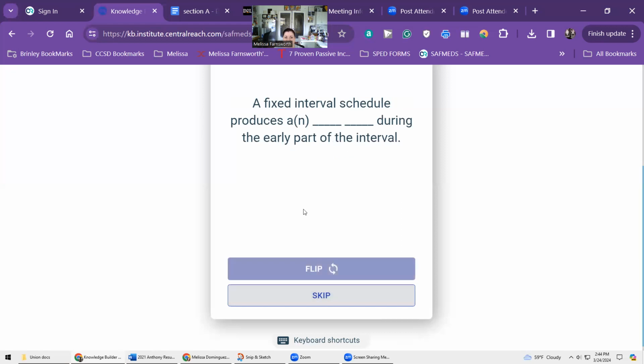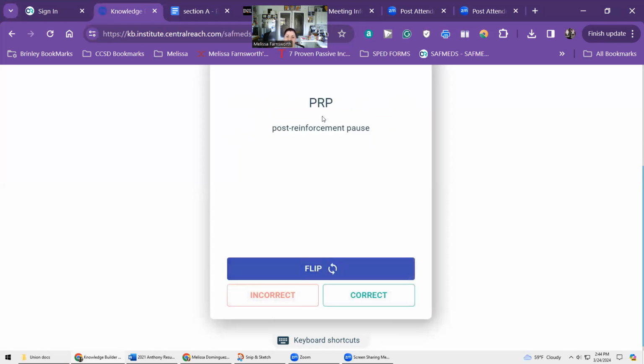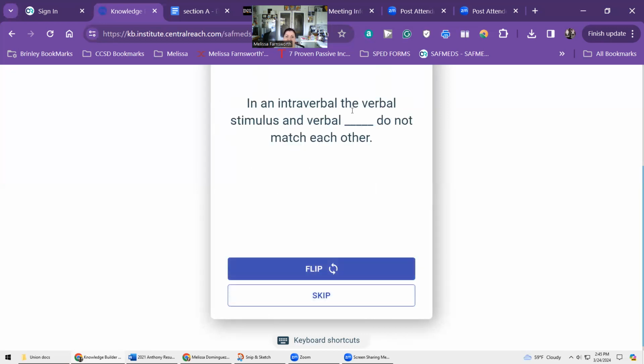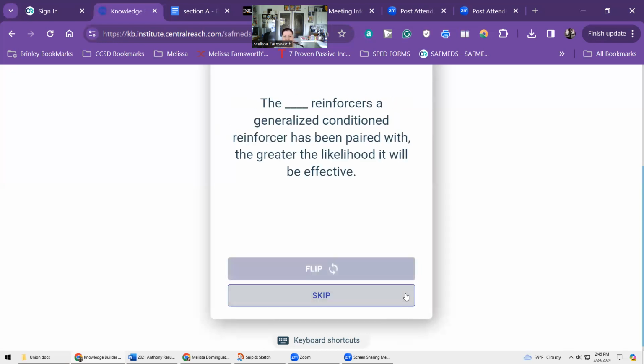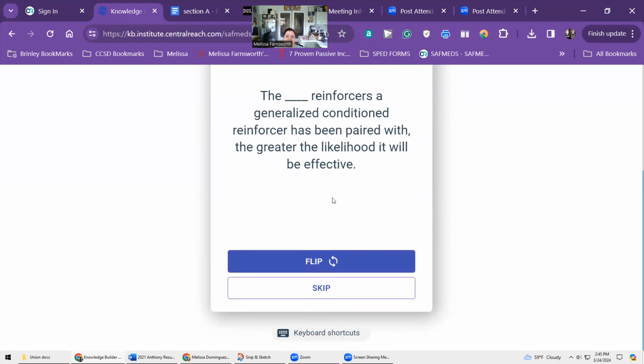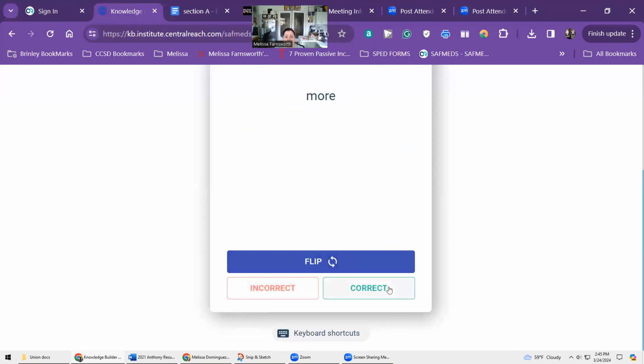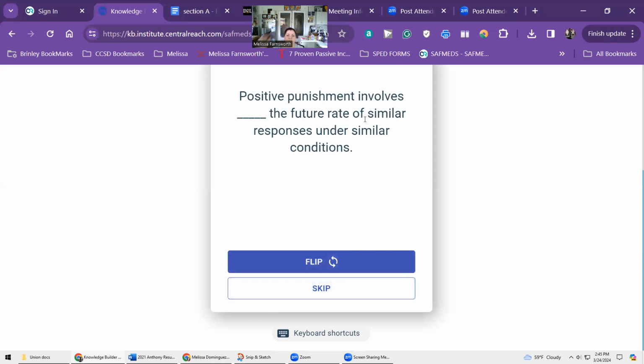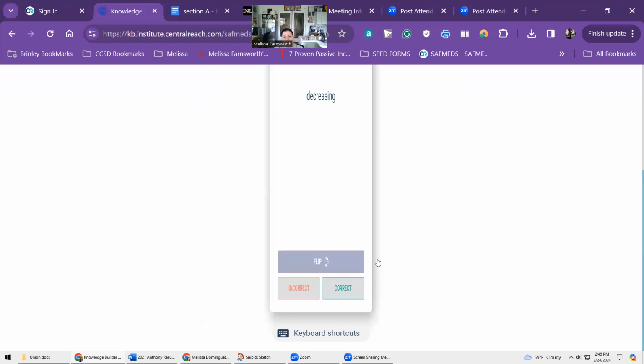A fixed interval schedule produces a post-reinforcement pause, PRP, during the early part of the interval. In an intraverbal, the verbal stimulus and verbal response do not match each other. The more reinforcers a generalized conditioned reinforcer has been paired with, the greater the likelihood it will be effective. Positive punishment involves decreasing the future rate of similar responses under similar conditions.